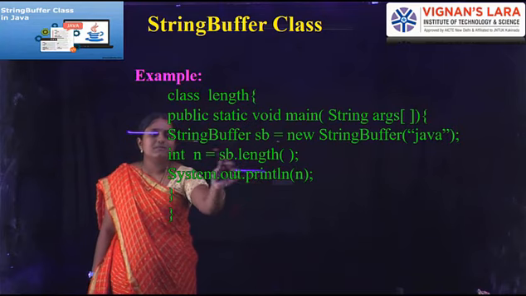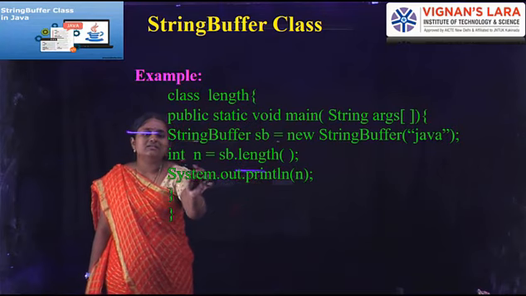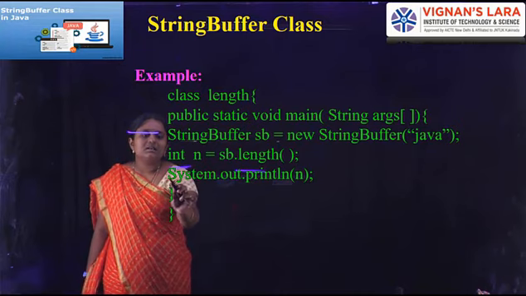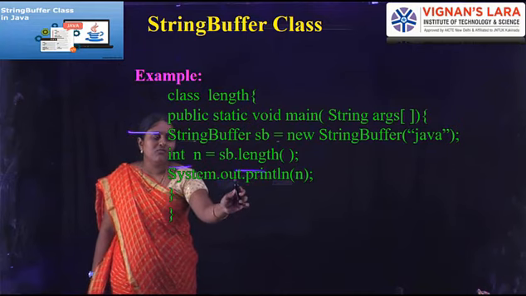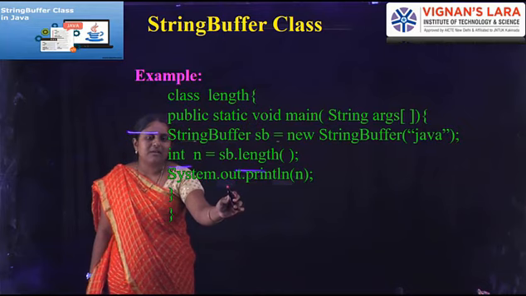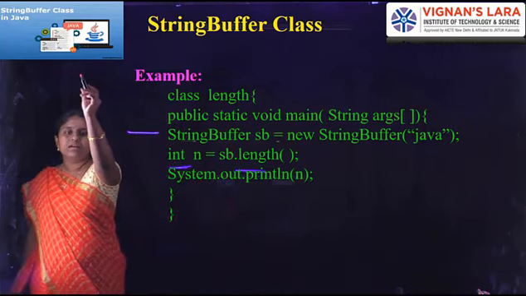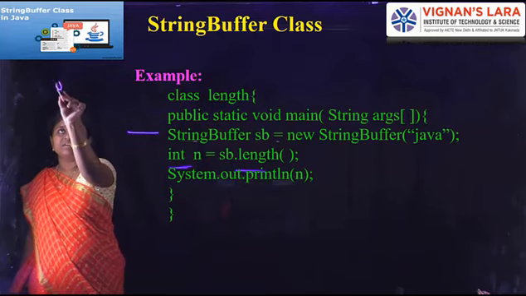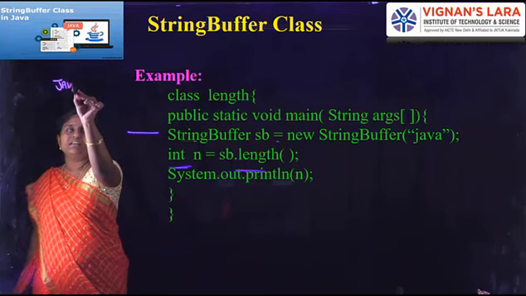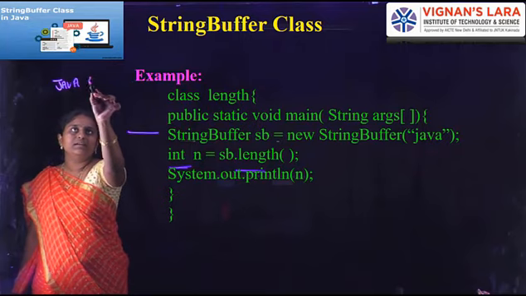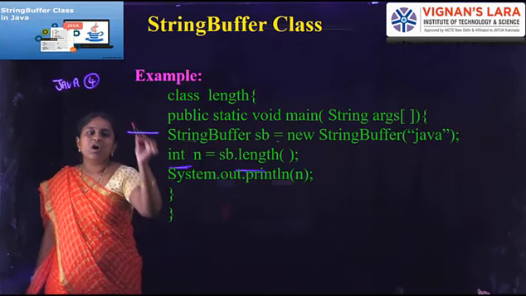Our result can be stored in an n variable. It returns an integer data type. Then System.out.println(n). What is the output of this statement? What is the length of the Java string? Java is our string, and its length is 4. It returns 4 as the output.